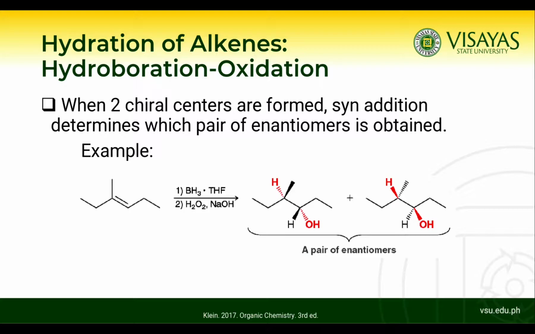So, syn addition, when we have two chiral centers, we also have to show, of course, the syn addition product. So, both the hydrogen and hydroxyl can be shown either both on broken lines or both on wedges. Again, if the product has no chiral center, there is no need to show wedge or broken line. It's only when we have one or two chiral centers formed after the hydration process, the hydroboration oxidation process.